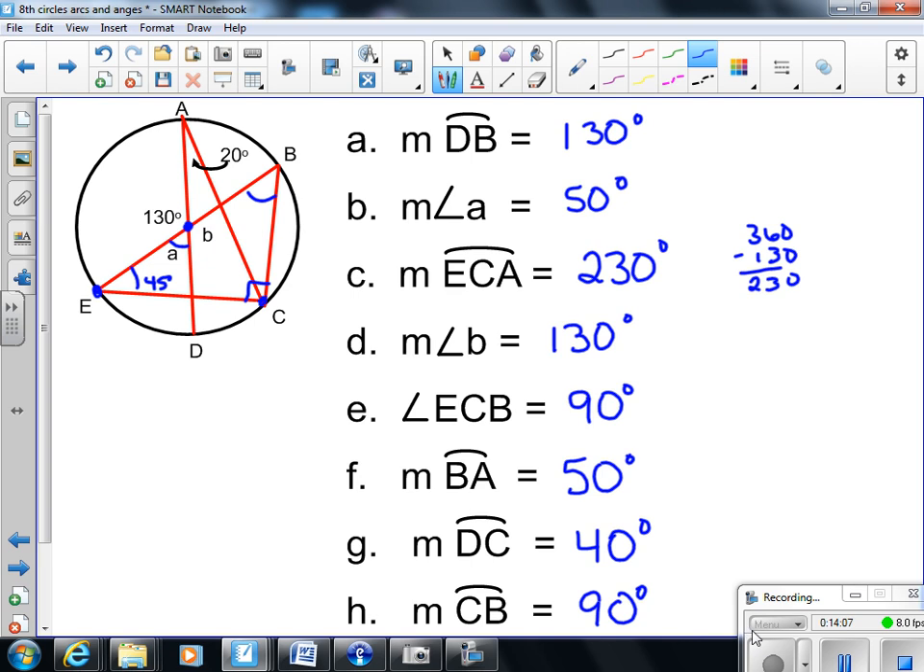Okay, today we worked on the parts of a circle, inscribed angles and central angles, the difference between those, and we tried to measure arcs, measurements, major and minor arcs. Are there any questions?